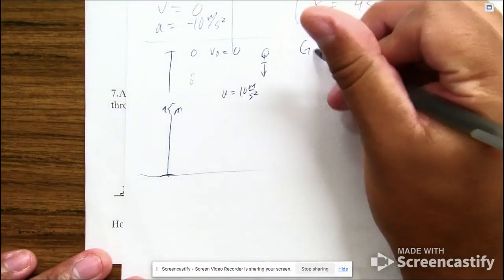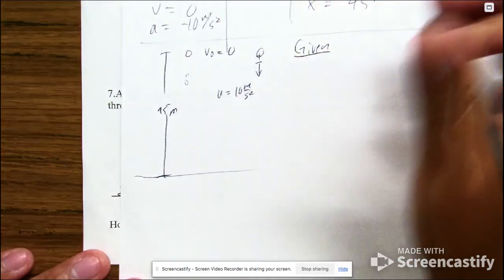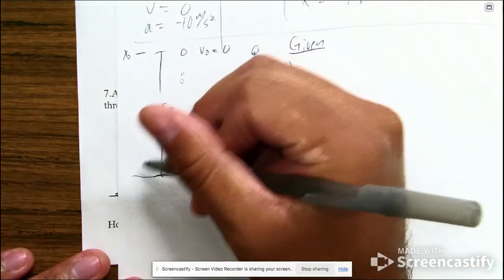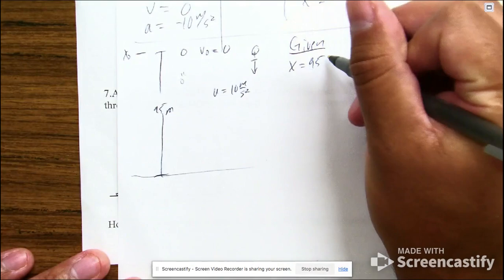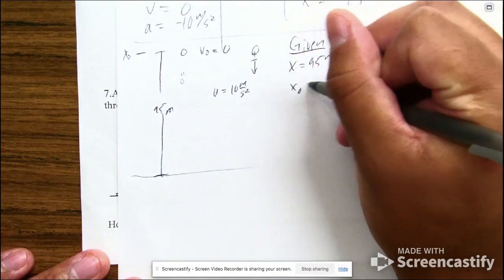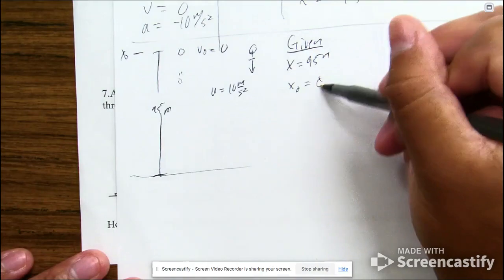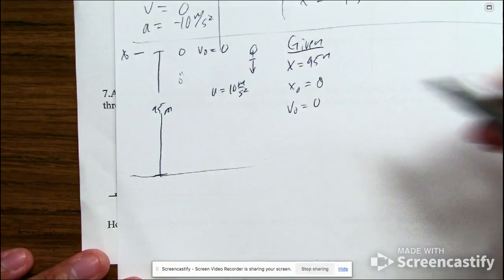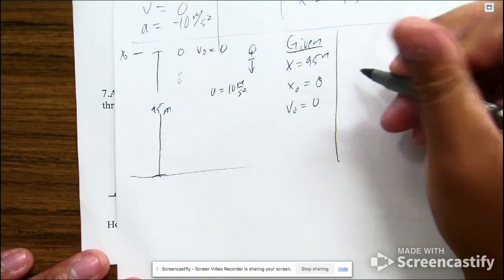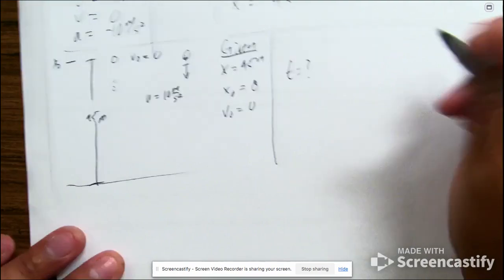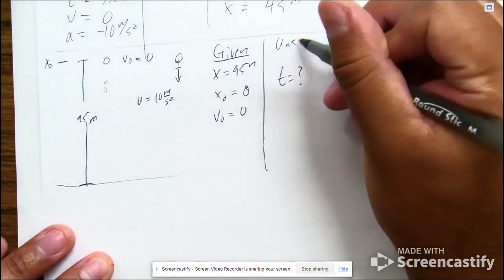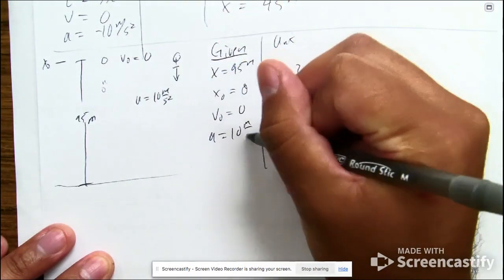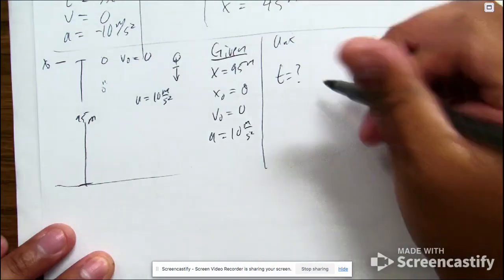So given, what do I know? I know my overall final position. If I call this part x0, and this is going to be my final position, I know my final position is 95 meters. My initial position, I'm going to call 0. I'm going to call this my new 0. My initial velocity is 0. My final velocity is one of the things I want to find, but first I need to find that time. And since I'm calling down positive now, my acceleration is positive, which is, by convention, I'm just choosing down to be positive. Makes things easier.